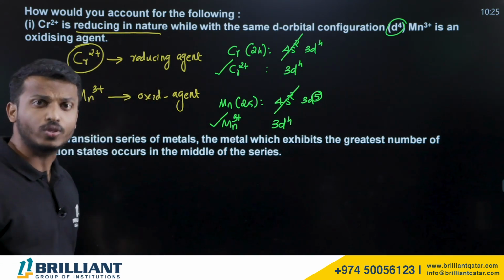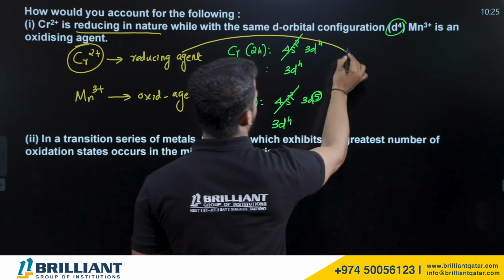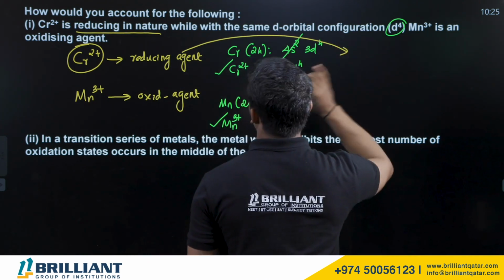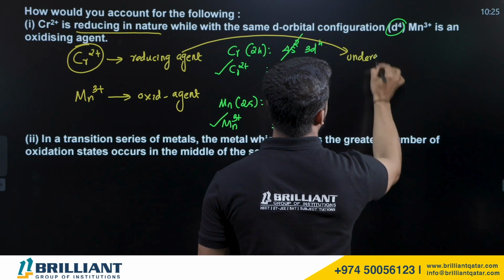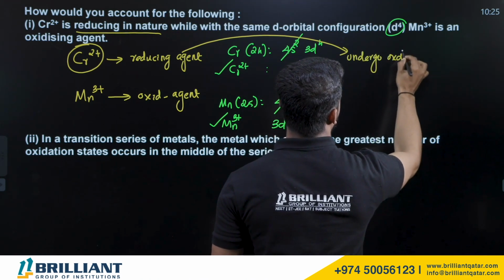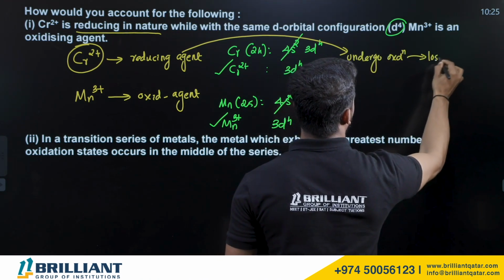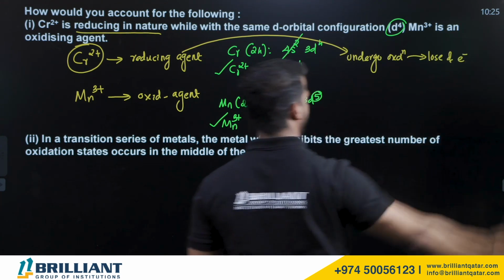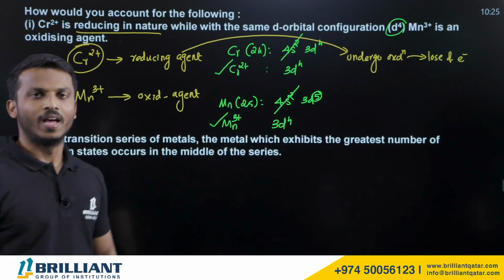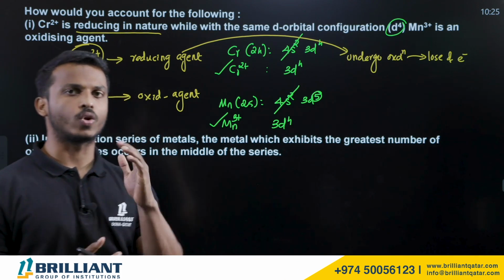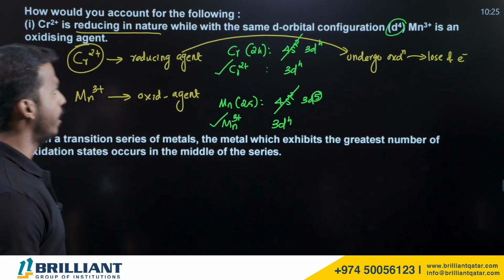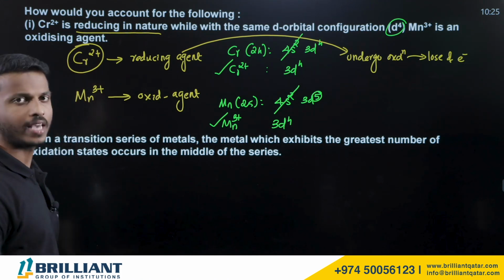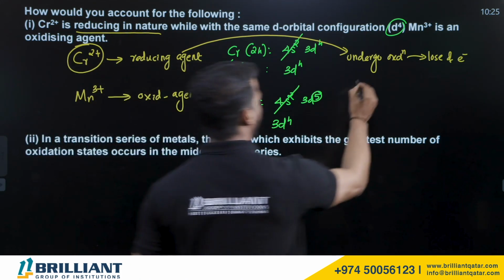Dear student, what is a reducing agent? A reducing agent can undergo oxidation. What is meant by oxidation? Loss of electrons. Correct or not? Reducing agent means it can undergo oxidation, and oxidation means loss of electrons. You just check it: can chromium 2+ lose an electron or not? Just check it, all of you.